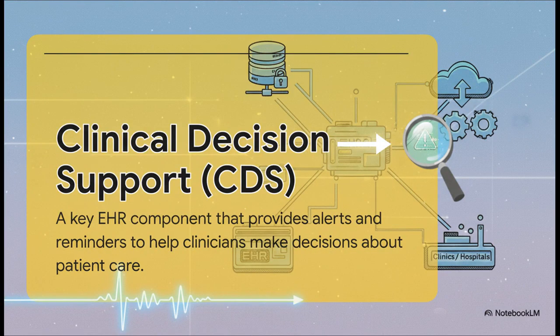And last but not least, there's the brain within the brain, clinical decision support. This is the really smart part. As the doctor is putting in an order for John, the CDS is working in the background. It might flash an alert that says, hey, wait, John's allergic to this. Or watch out, this new drug could interact badly with one he's already taking. It's like a smart co-pilot for the doctor, always looking out for potential problems.